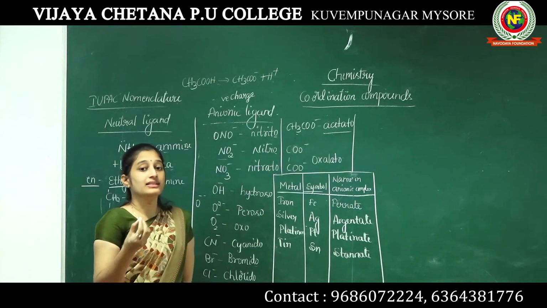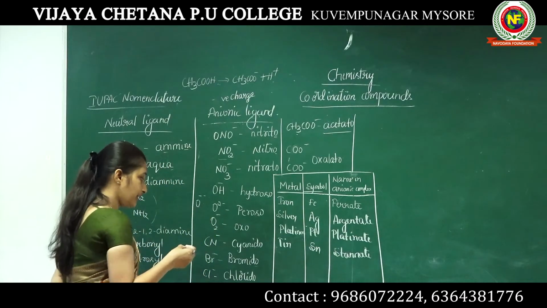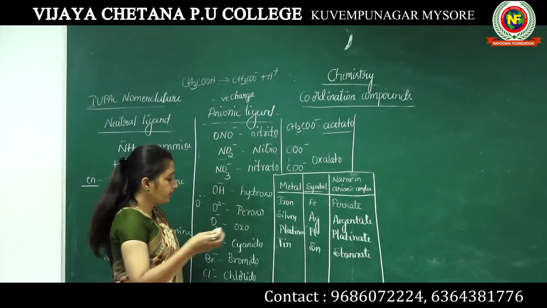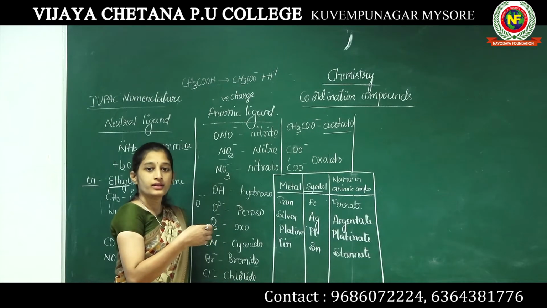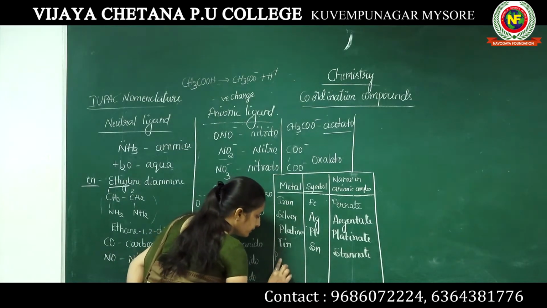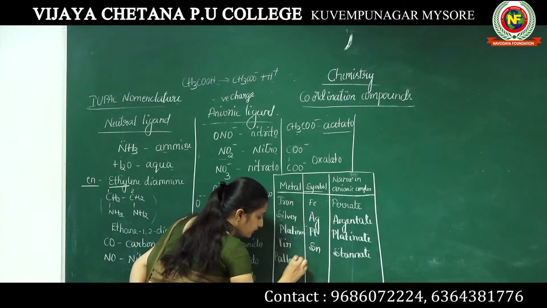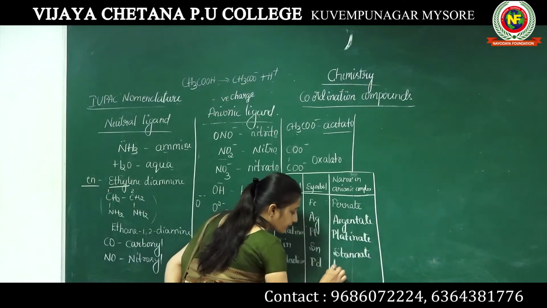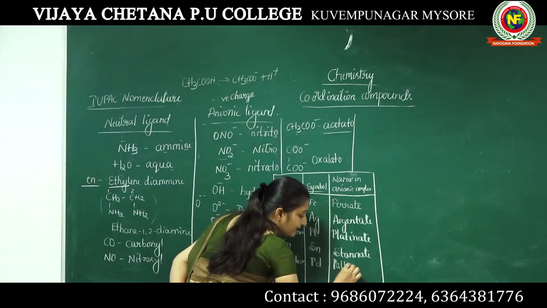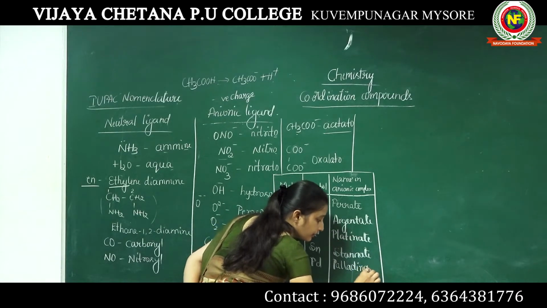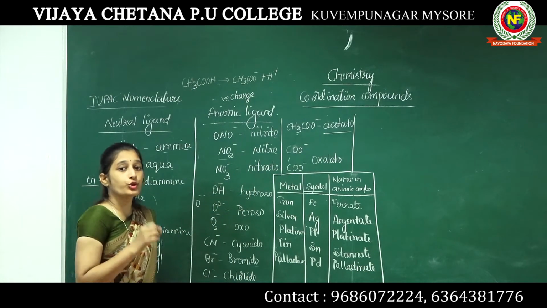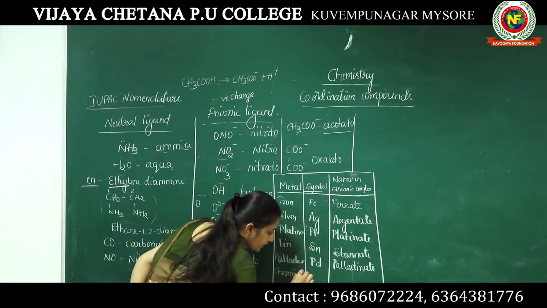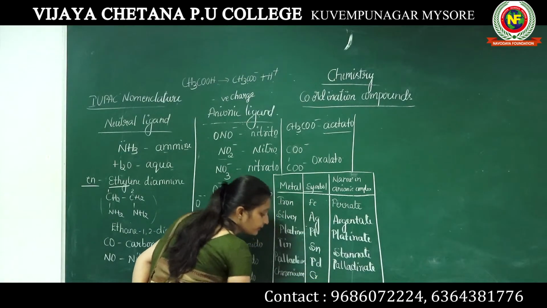What are all the other metals generally we are using? For example, iron, silver, platinum, tin, palladium. Symbol for palladium, Pd, palladinate. Suppose if I use chromium, symbol for chromium, Cr, chrominate.